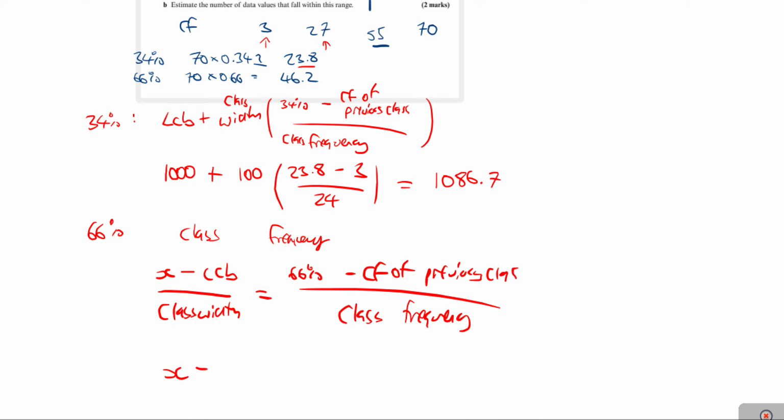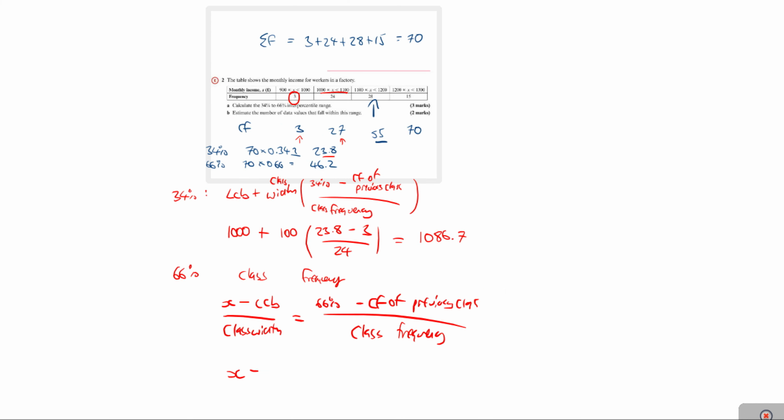So from here we've got x minus our lower class bound, which is 1100, divided by our class width, 1200 minus 1100, which is 100, and then the 66% value is 46.2, minus the cumulative frequency of the previous class.